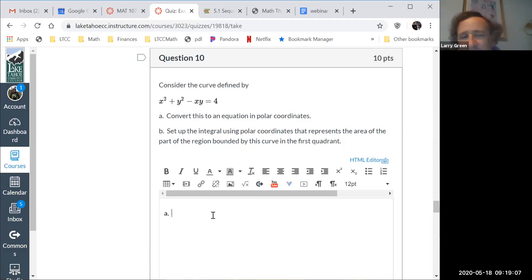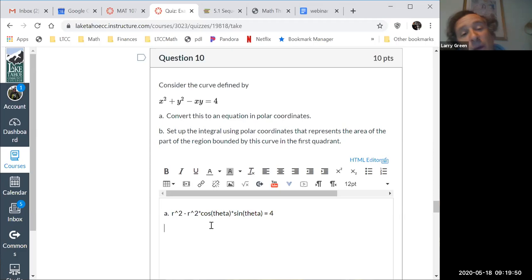Okay, so some of you did it correctly but the harder way: you substituted x equals r cosine theta and y equals r sine theta into all the x's and y's. But what's the easier way of doing it? What do you notice? Yeah, x squared plus y squared is r squared. So this is r squared minus xy, which is r squared times cosine of theta times the sine of theta equals 4.